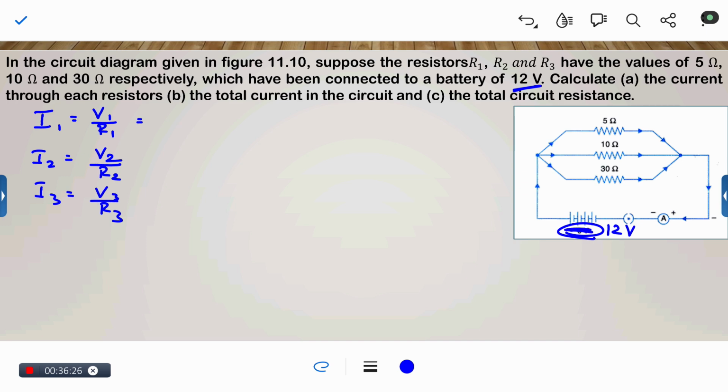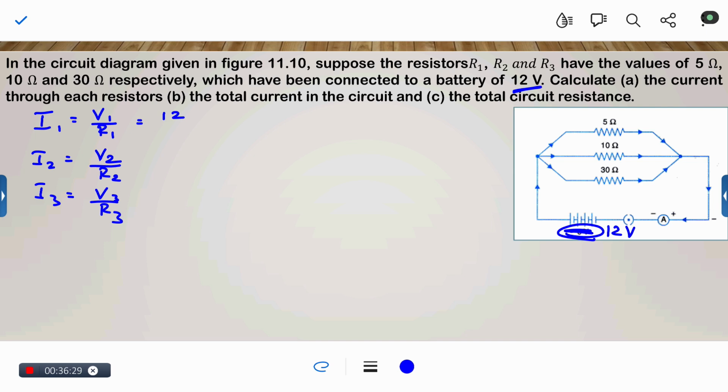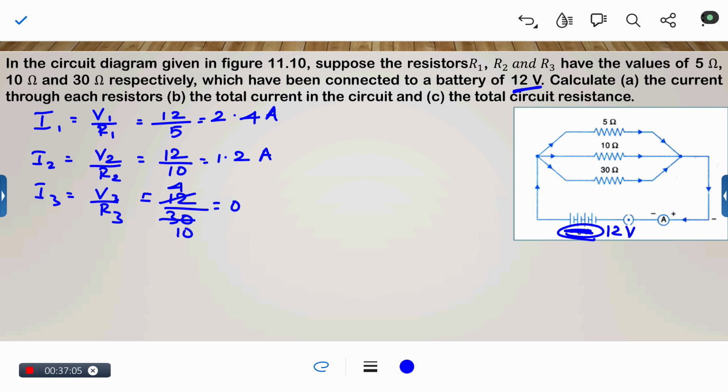So, what is the value of V? 12. What is the value of R1? 5. Dividing these two numbers gives 2.4 ampere. Next, V is 12 by R2, which is 10. 12 by 10 is 1.2 ampere. Next, I3 is 12 by 30. Simplify: 4 3s are 12, 10 3s are 30. So 4 by 10, which is 0.4 ampere. So we calculated the individual currents.